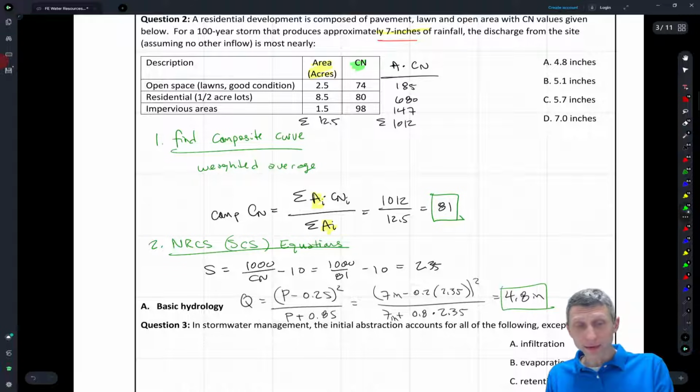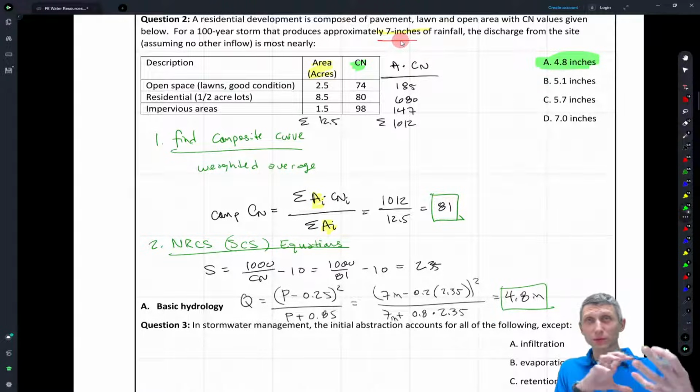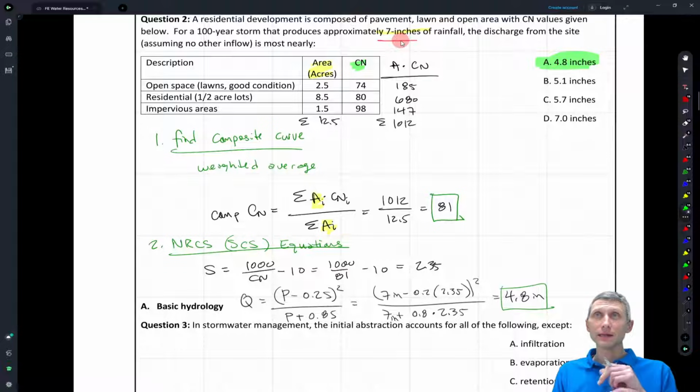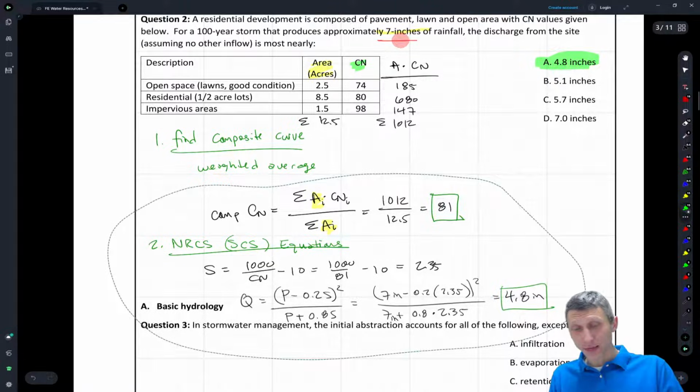So even though we have 7 inches total of rainfall, about 2 inches is either getting infiltrated or retained or somewhere. It's not going off the site. Okay, it's getting soaked up and staying on the site. All right, so question number 2 is done. If you have questions on it, definitely drop a comment, but hopefully you've seen some of this stuff before, and hopefully it makes a little bit of sense as we're going through this.